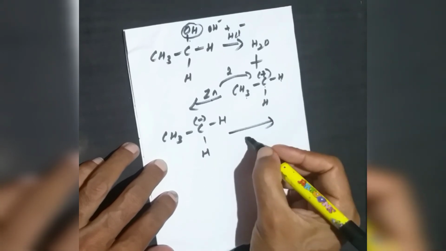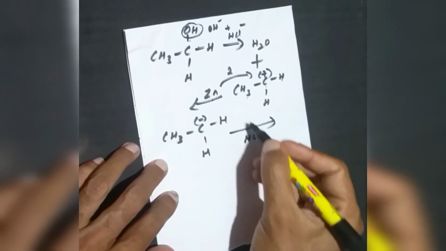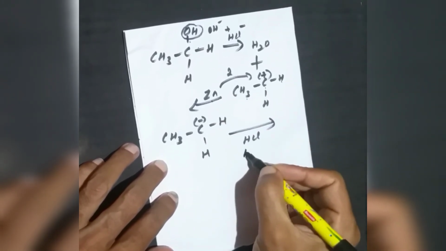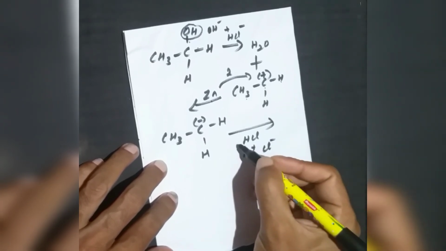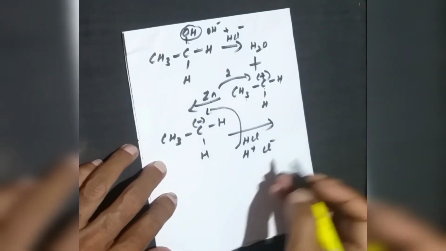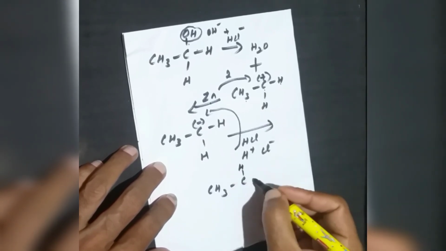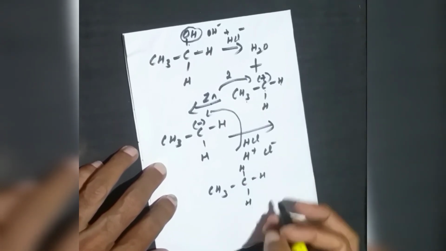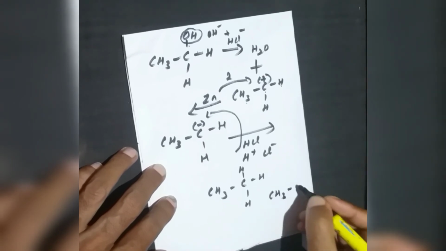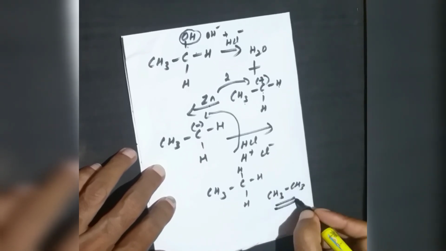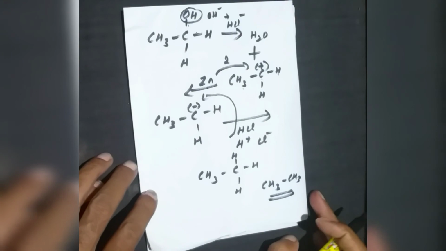Now the last step: HCl, H plus and Cl minus. This H plus will go and attack here. So you get CH3, C, H, H and the H, which is CH3, CH3, the alkane. So this will be the mechanism for the Clemmensen reduction.